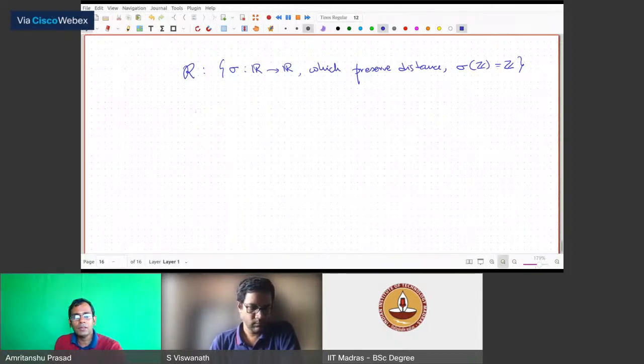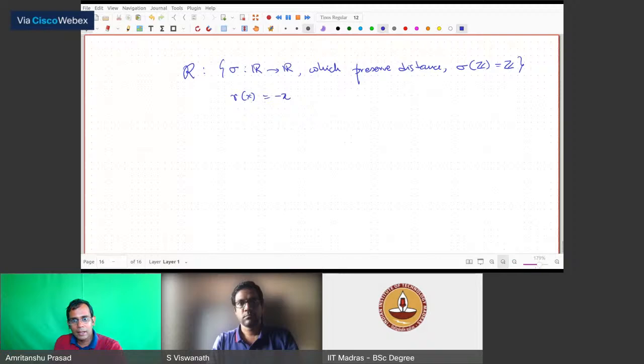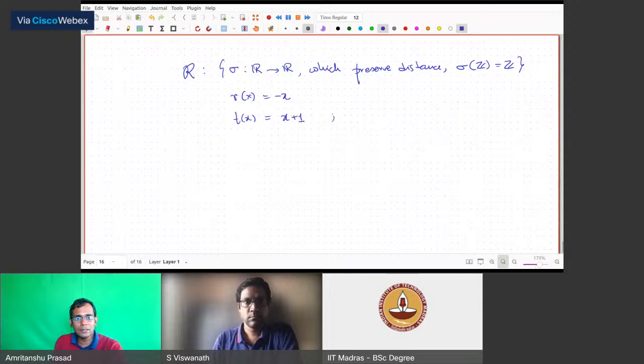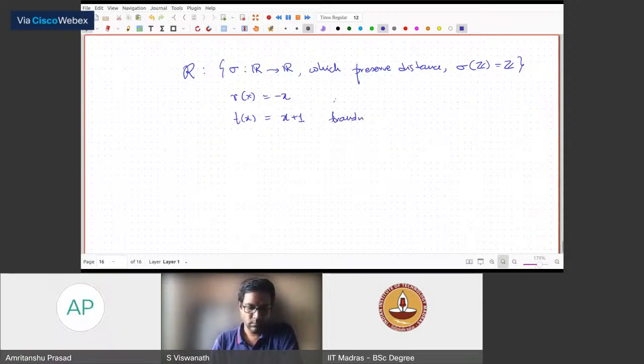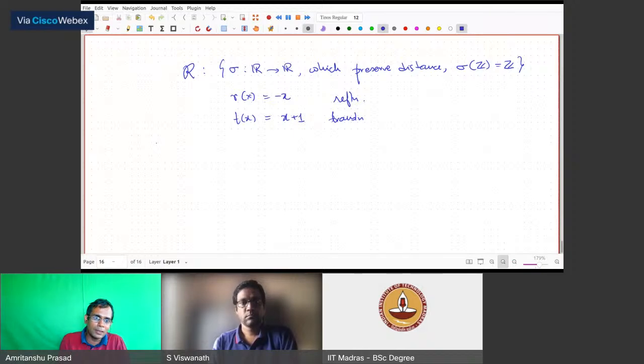So here we have R of x is minus x, and P of x is x plus 1. So this is translation and this is reflection. Okay, so firstly, let me just explain. This group is a very well-known group. It's called the infinite dihedral group.